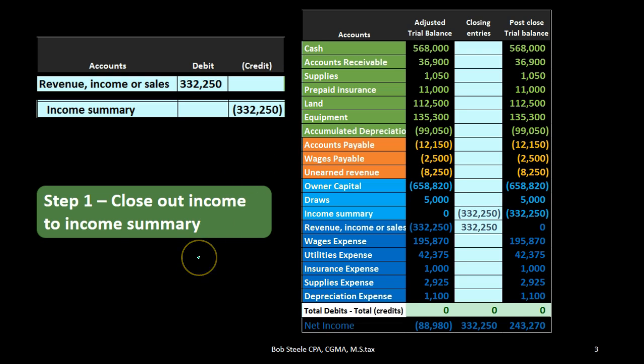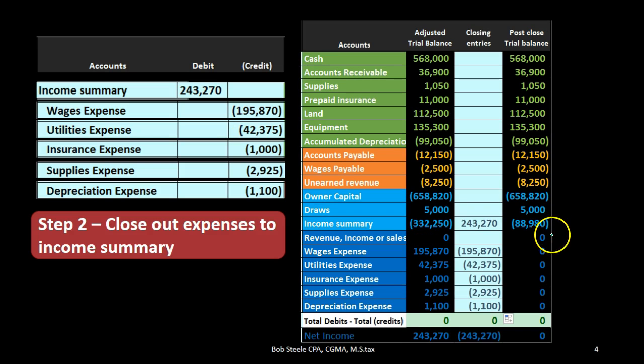This is a summary of what we did in a prior video. Step 1, close out the income to the income summary. So here we have income that was now zero. We basically just moved that up to our clearing account, being the income summary account. Then step 2, we closed out all of the expenses to the income summary account. Now we have everything zero on the income statement. All revenue and expense accounts are zero. And what's in the income summary?